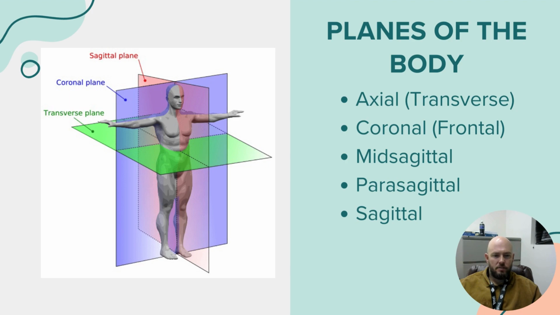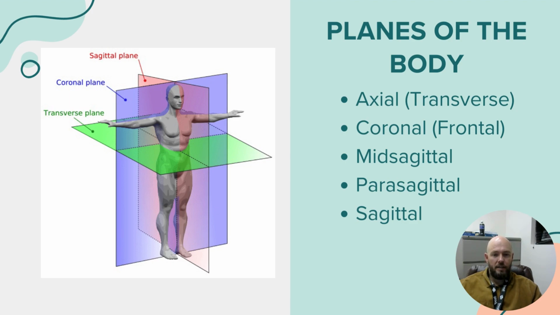Planes of the body. The first one here is axial, or the transverse plane. This green plane is a horizontal line dividing the body into superior and inferior portions. The superior would be everything above the belly button, inferior, everything below. This is your axial or transverse plane.